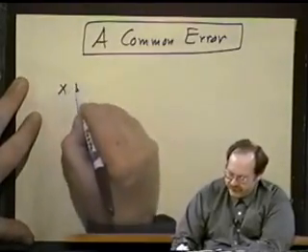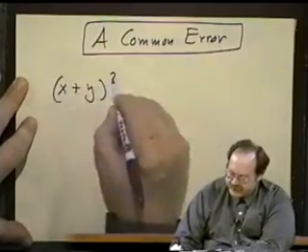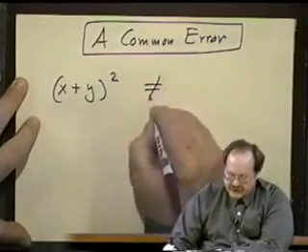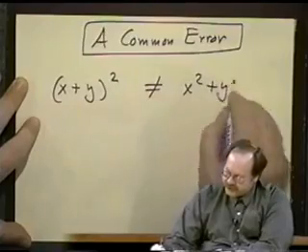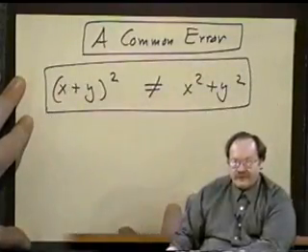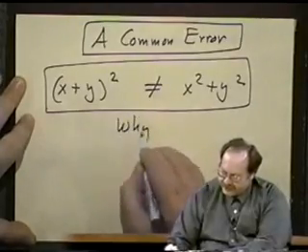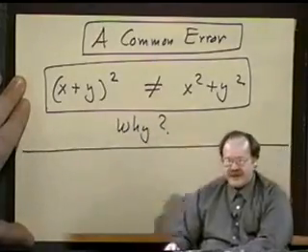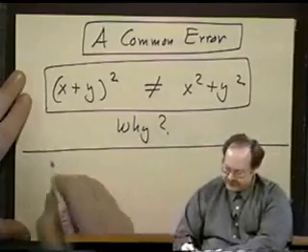Here is the error. (x plus y) quantity squared is not x squared plus y squared. It just isn't so. Why, you may ask? Well, good. I'm glad you asked that. I'm going to give you several reasons.